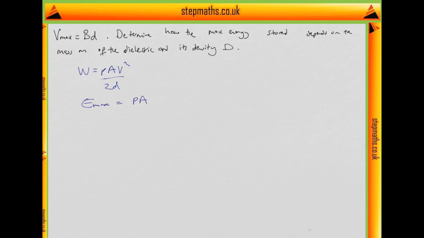So that will be PA Vmax squared over 2d. We're told Vmax is Bd, so that's PA B squared d squared over 2d, so that's PAB squared d over 2. Okay, well, what do we know about the product of A, its area, and d, its length? Well, area times length gives you a volume. So that gives us the volume of the dielectric. So P times the volume of the dielectric times B squared over 2.